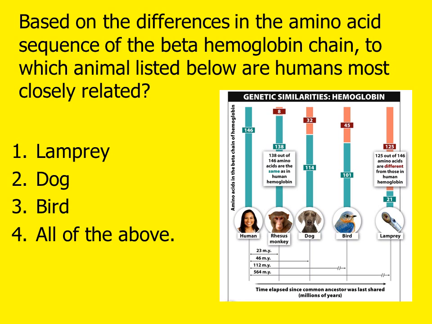So based on the differences in the amino acid sequence of the hemoglobin, to which animal listed below are humans most closely related? And the example would be a dog, because there's 32 changes versus the 45 in the bird and the 125 in the lamprey, which is a type of eel.